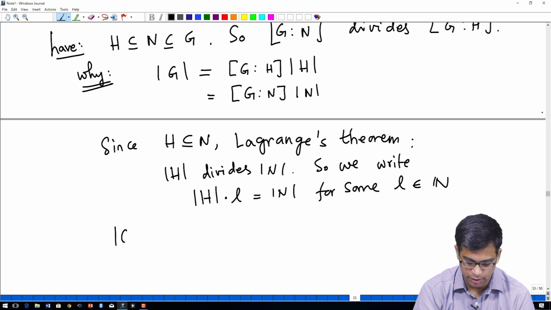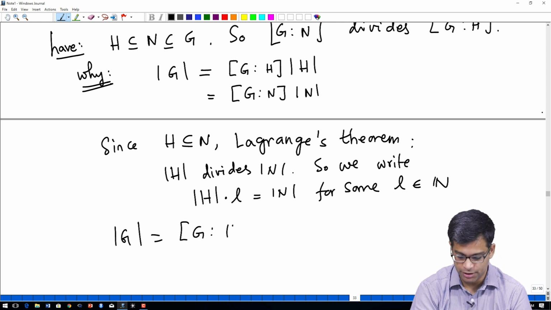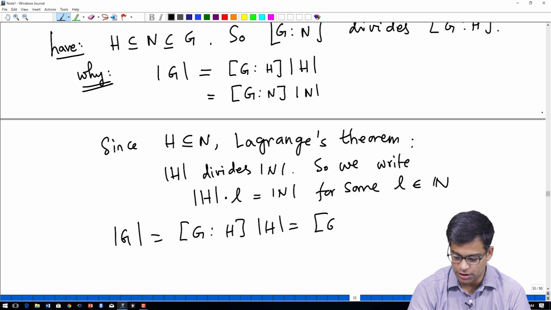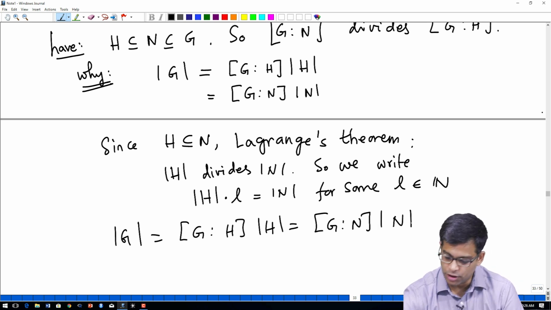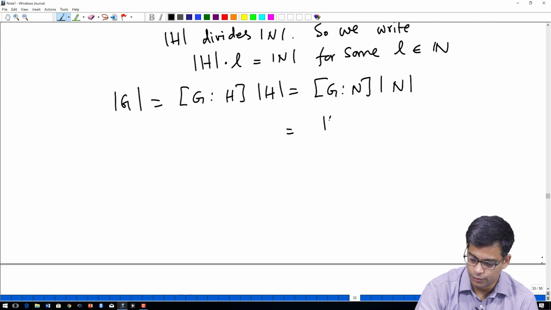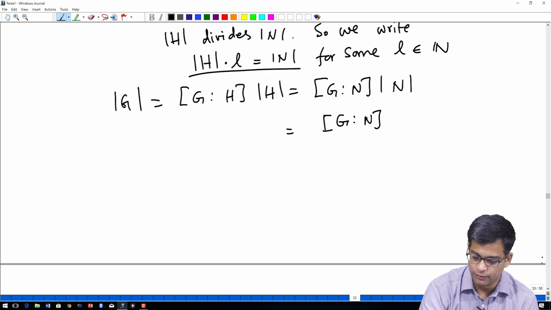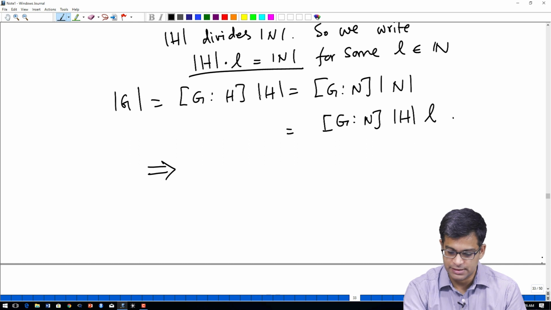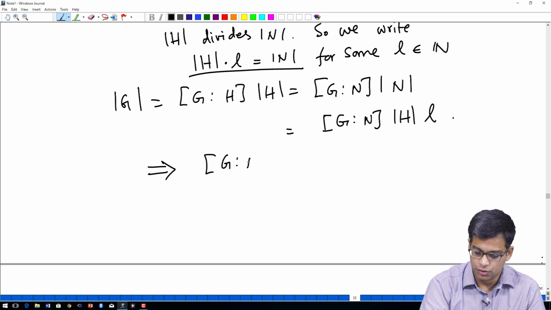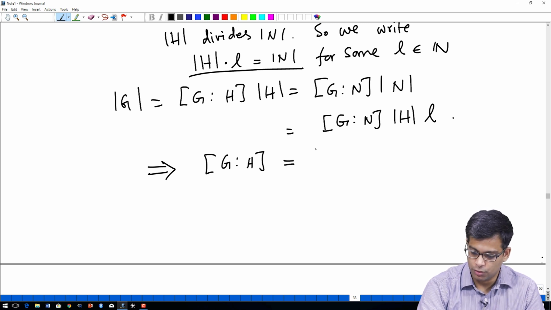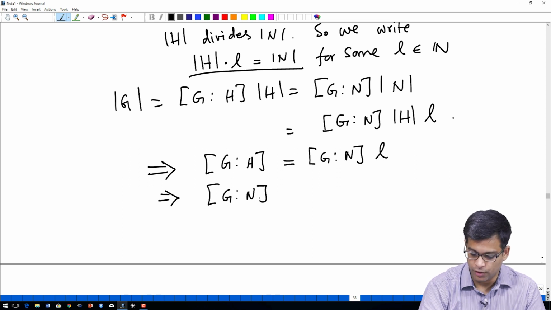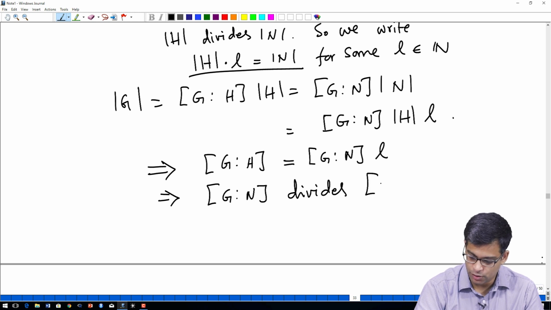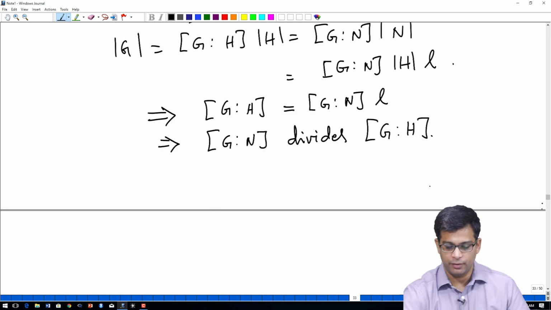So, now let us recall this. The order of G is the index of H times the order of H, which is the index of N times the order of N, but the order of N I am going to rewrite as the order of H times L. So, now I will look at this term and this term and cancel the order of H. So, the index of H is equal to the index of N times L. So, the index of N divides the index of H.